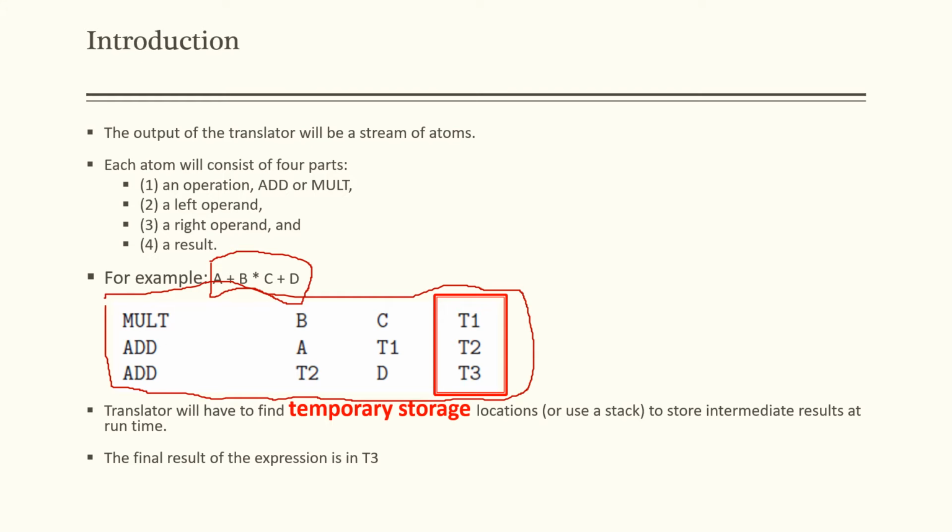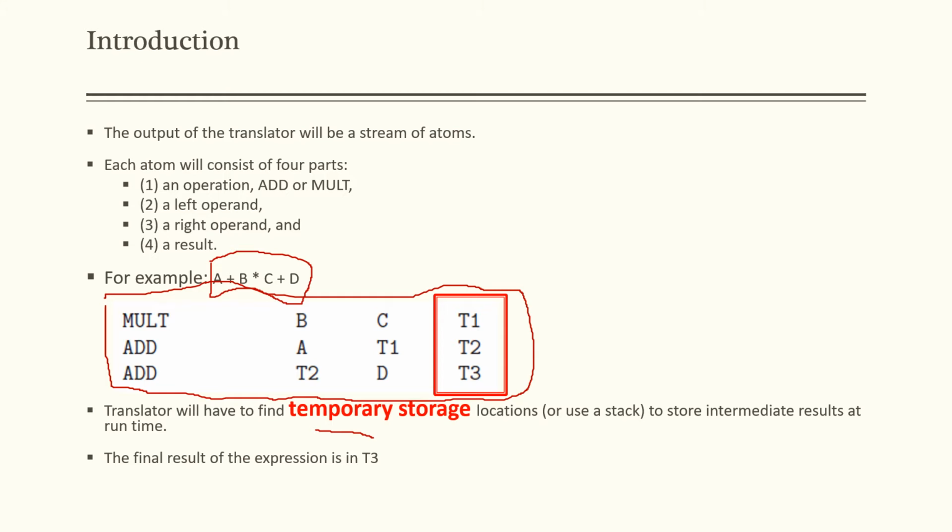In this case, what you do first is the multiplication. So the code is mul B and C. You multiply B and C and you store it inside T1. T1, T2, T3 are temporary storage locations, or we can use a stack, for example a temporary stack. This is to store intermediate results at runtime.